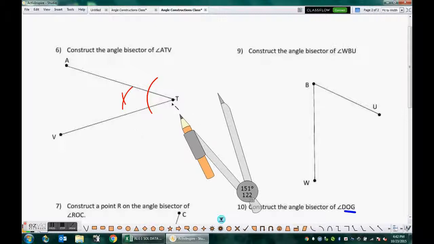Okay, so the last step, I'm going to go through T and through that little X there, and I've got my angle bisector. I've cut this angle in half.